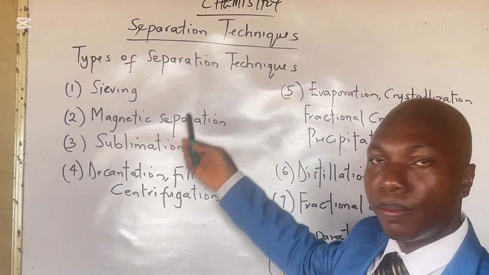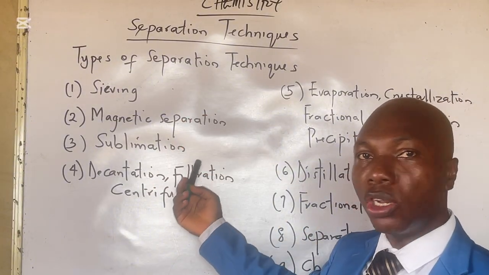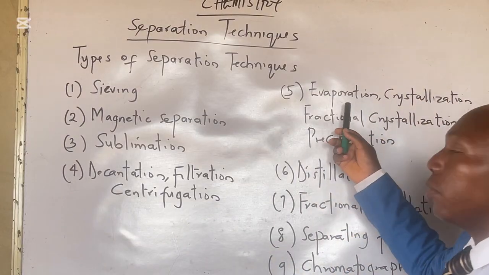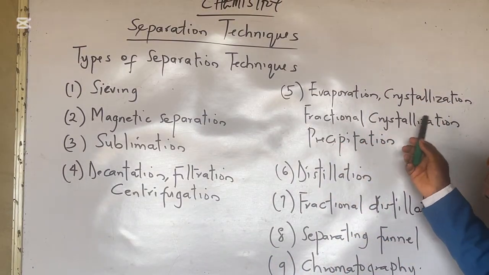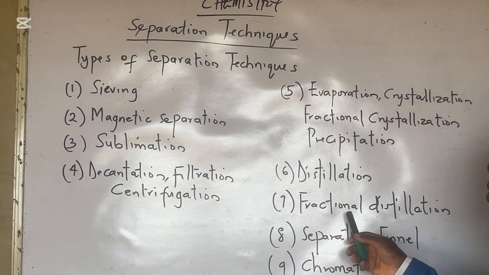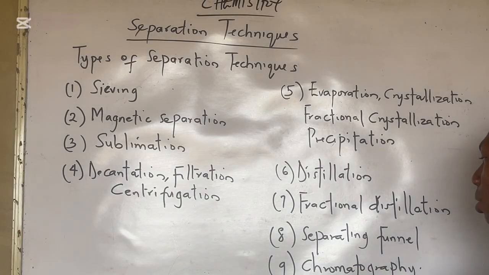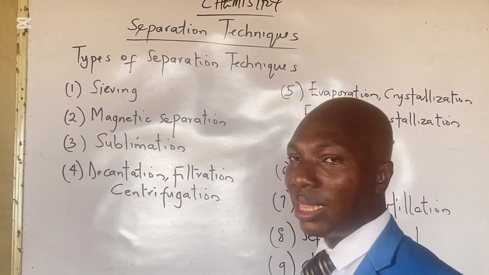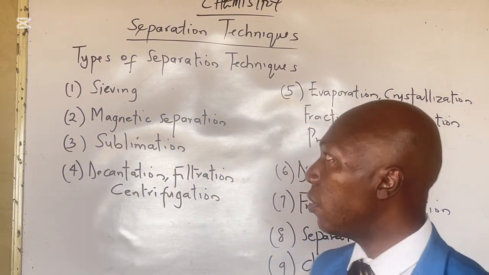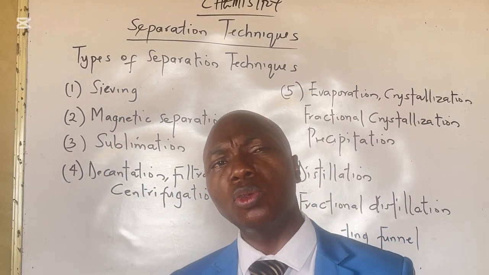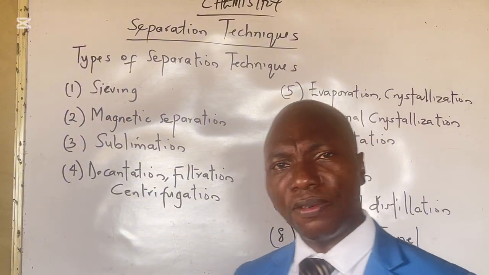We have sieving, magnetic separation, sublimation, decantation, filtration, centrifugation, evaporation, crystallization, fractional crystallization, precipitation, distillation, fractional distillation, separating funnel, and chromatography. We want to see how we use these separation techniques in separating mixtures. The first one is sieving. Sieving is a separation technique that is used to separate particles of different sizes.